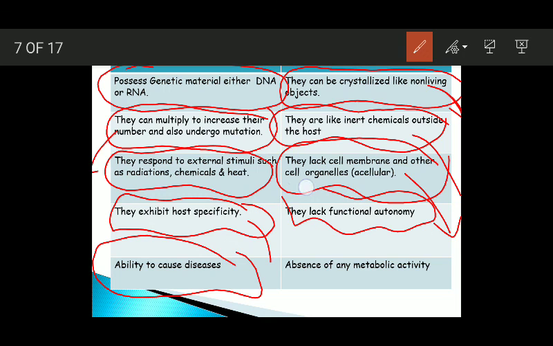They lack functional autonomy. That means they cannot perform their own functions. They don't have any machinery to synthesize their proteins, DNA, or RNA. Instead, they use the machinery of the host cells to get their proteins and DNA manufactured. That means they don't have any sort of functional autonomy. And viruses don't show any metabolic activity. There is no metabolism whatsoever present in viruses.